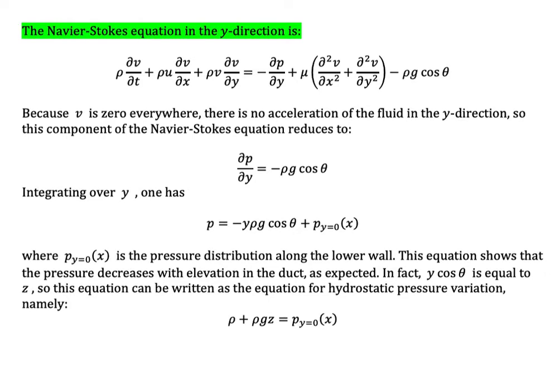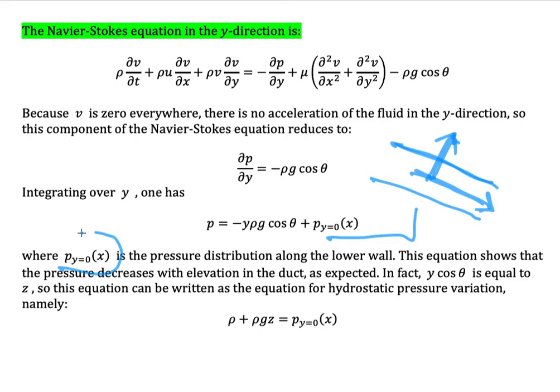Okay, so this is the Navier Stokes equation in the y direction. Here, because we have a situation like this, we assume this is y and this is x. Because v is 0 everywhere, there is no acceleration in the fluid in the y direction, so the component of the Navier Stokes equation reduces to dp/dy equal to negative rho g cos theta. So integrating over y, one has p equal to negative y rho g cos theta plus p, the pressure at y equal to 0.